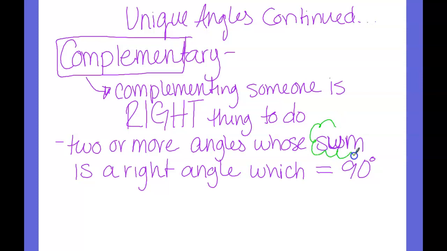I also kind of squiggled around sum because sum is an important word. What does sum mean? Addition. Good. The answer to an addition problem. And then I also underlined 90 degrees, so when I add them together, I'm going to get 90 degrees. So those are some key things to know about that.